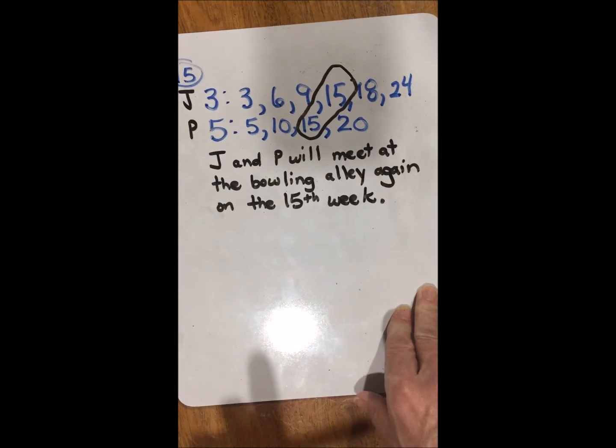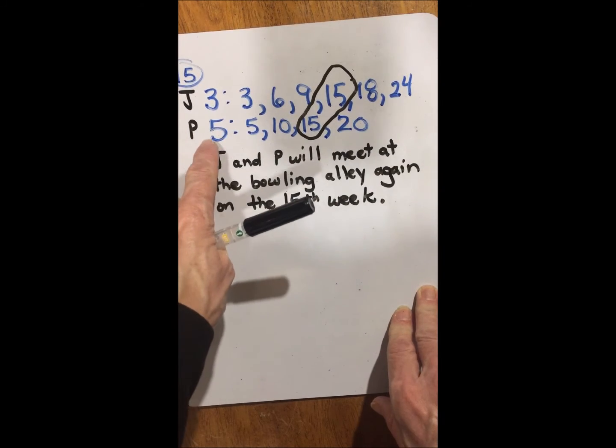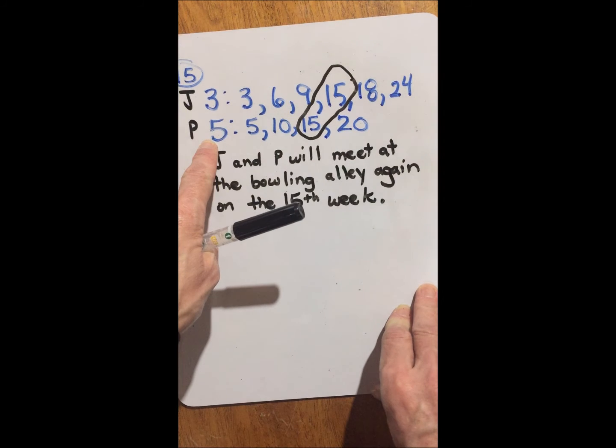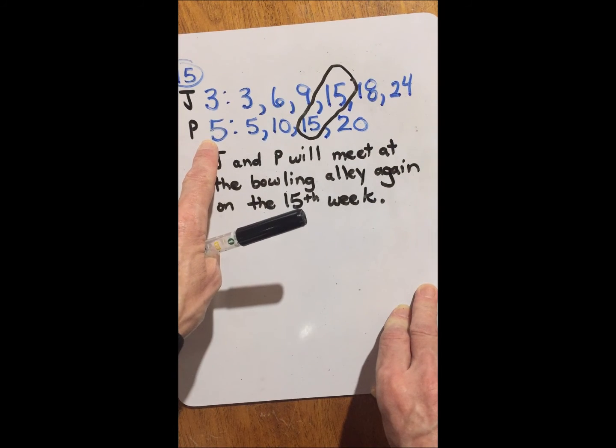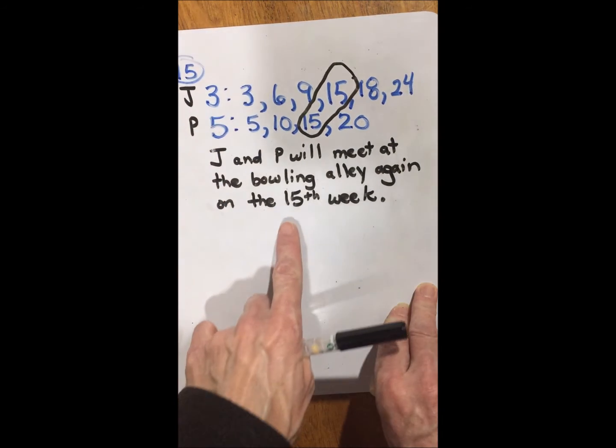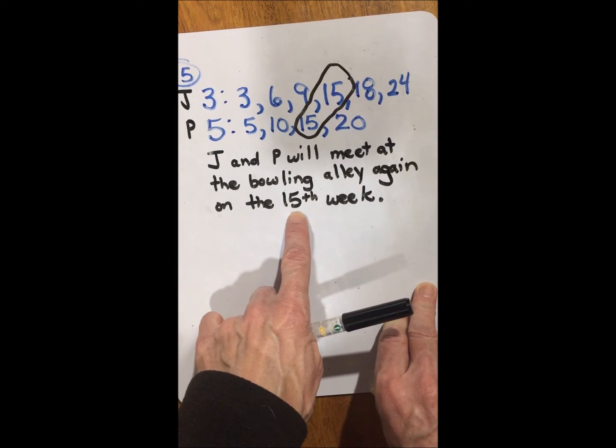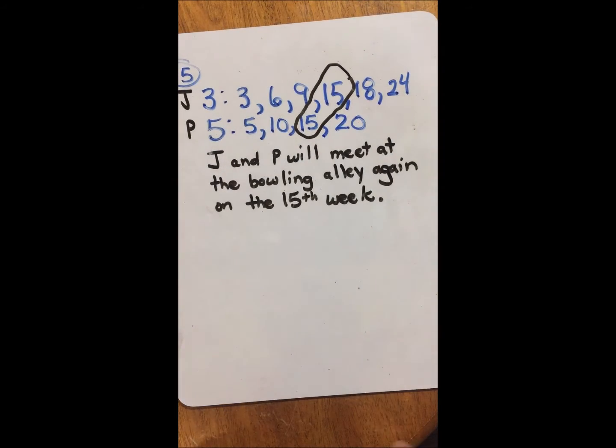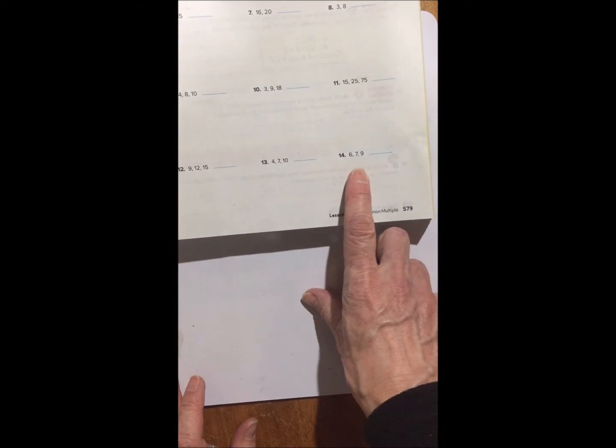So if Juan goes every 3 weeks and Percy goes every 5 weeks, they will not run into each other again until the 15th week. So that's pretty long. Okay, I hope that helps you feel like this, when you have three of them that you're working with, that's the trickiest. I think I'll do one more, going backwards. Okay, let's do one more just in case.